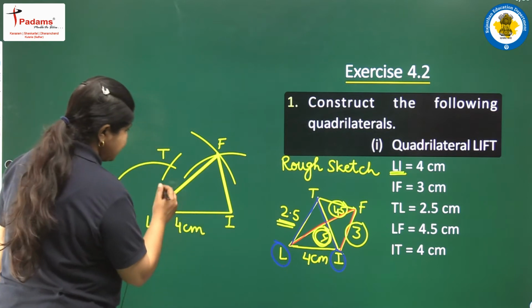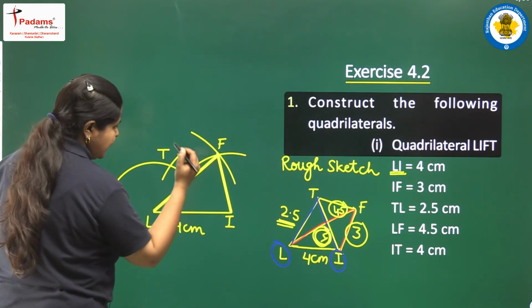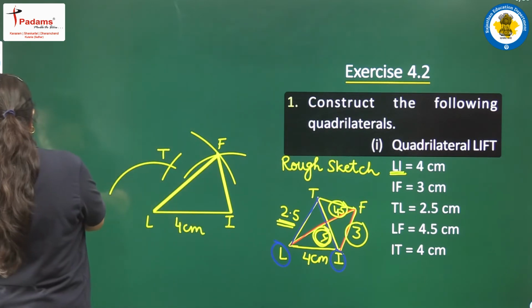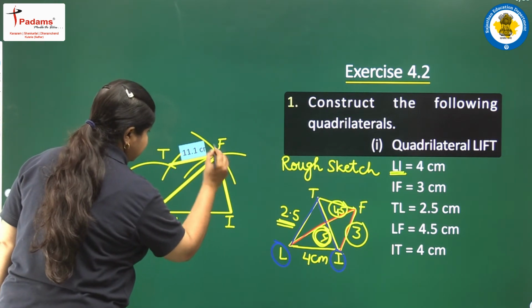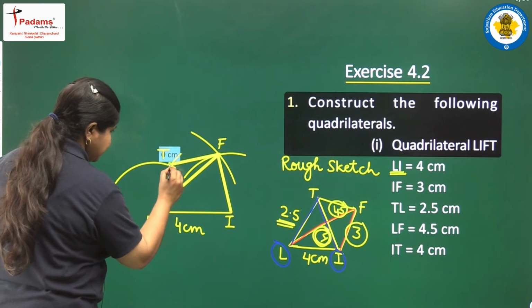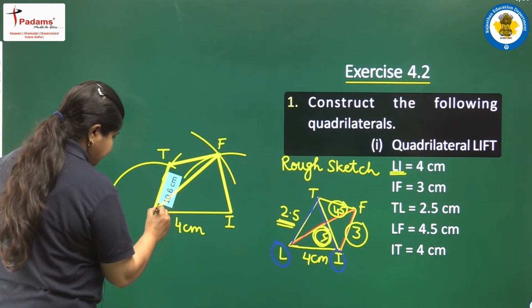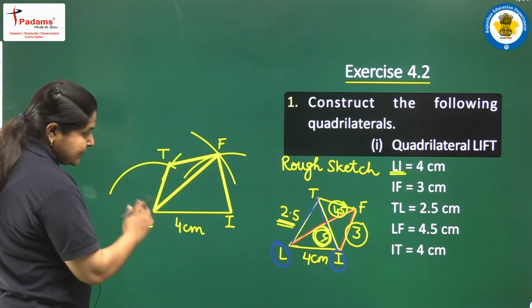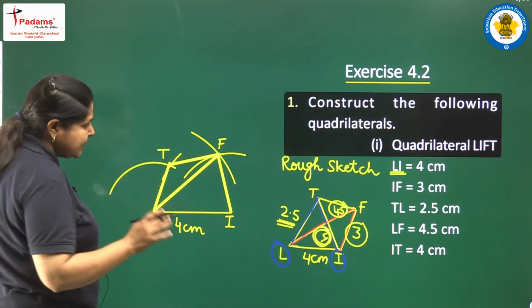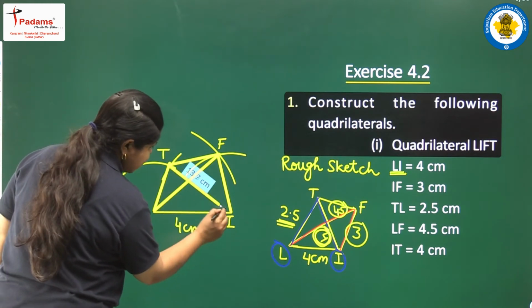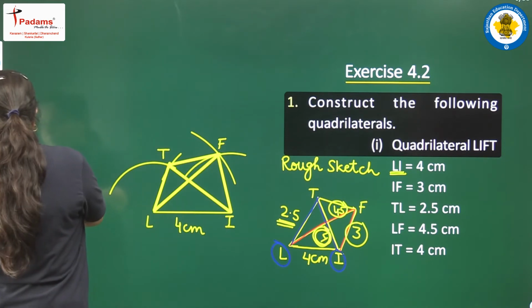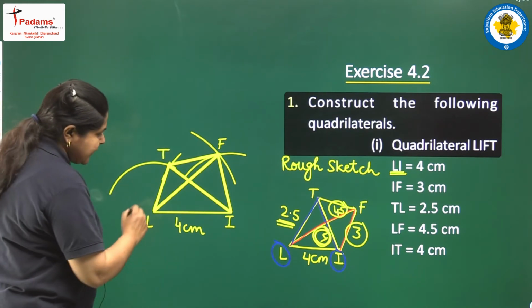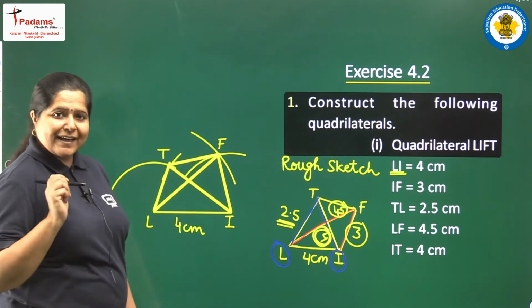Next we need to join this T with F, I and L. So we will join it. If we join it with F, we get this line segment. Join it with L. The quadrilateral is complete here, but let us join this second diagonal also as it is given in the question. So with this we have this quadrilateral LIFT with us.